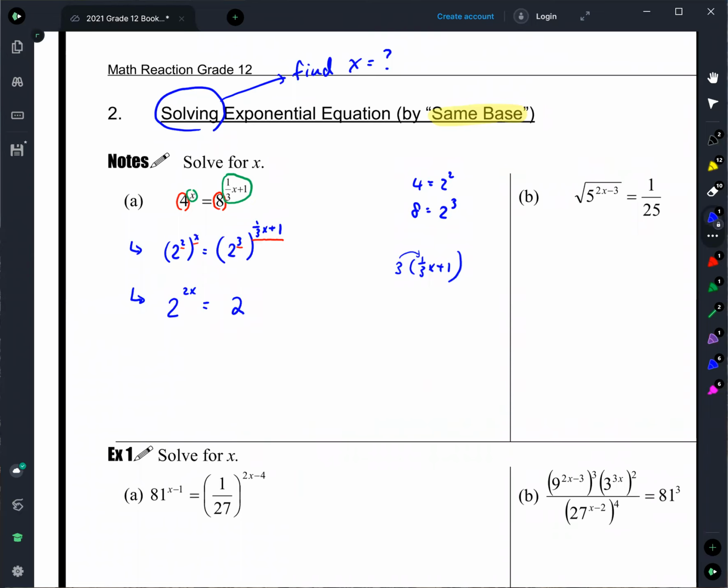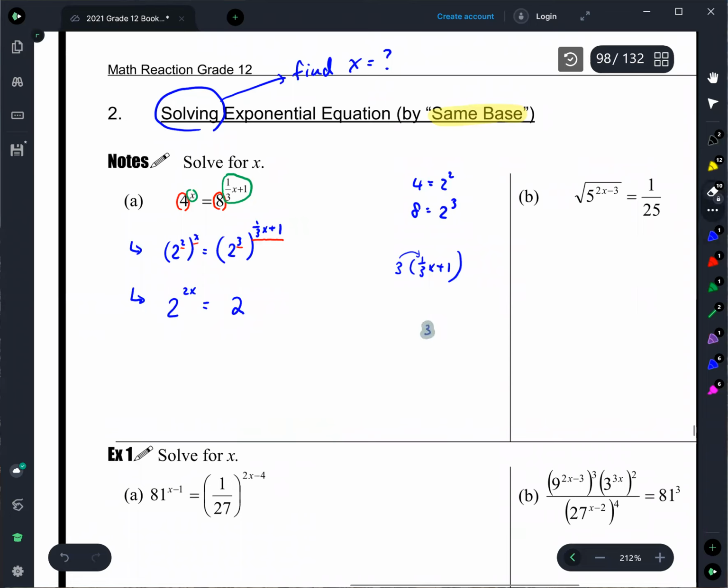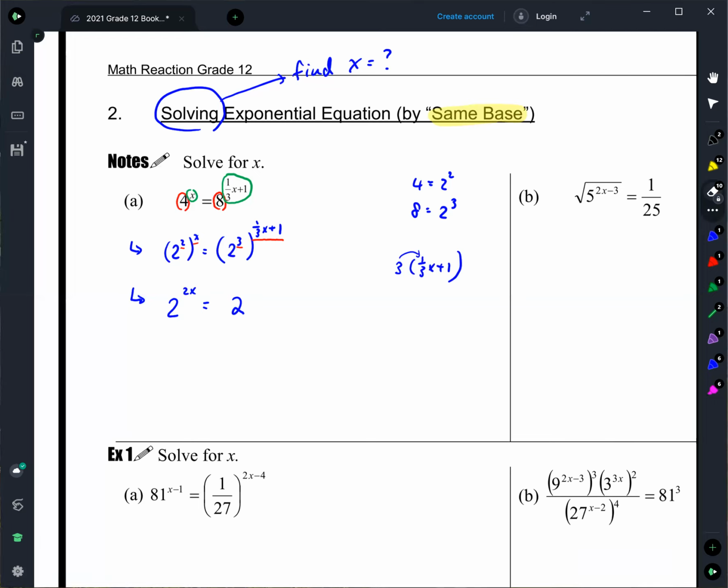3/3. You only multiply the numerator. Okay? Do you know what's 3/3? What's that? What's 3/3? 1. Yeah, so 1x, okay?